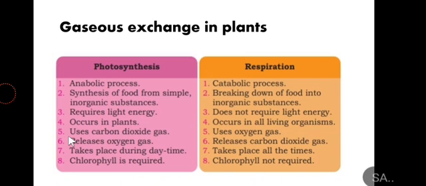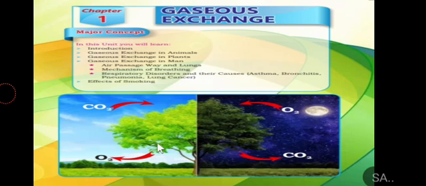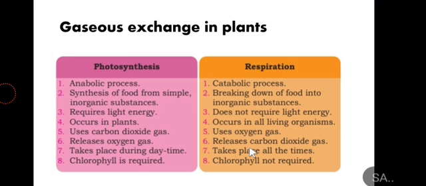In photosynthesis, carbon dioxide gas is used, while in respiration, oxygen gas is used. In photosynthesis, oxygen gas is released, while in respiration, carbon dioxide gas is released. Photosynthesis takes place during daytime, while respiration takes place all the time. In case of photosynthesis, you know that chlorophyll is required, while in the case of respiration, there is no pigment required, that is, chlorophyll is not required at all.